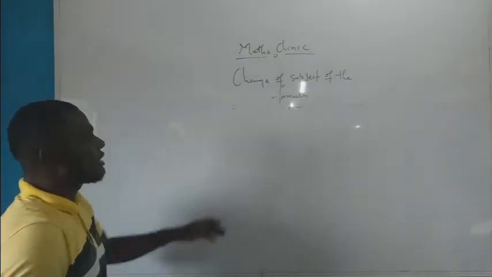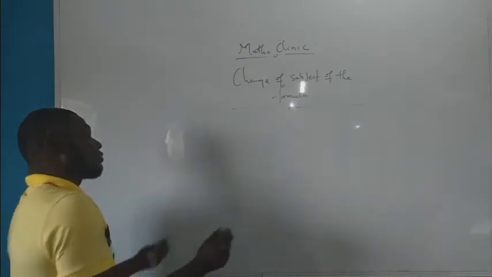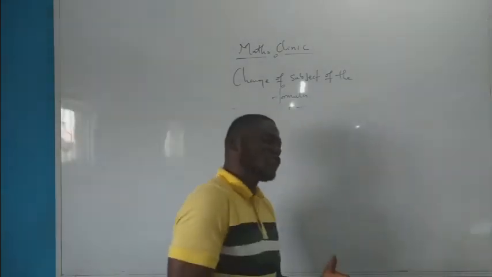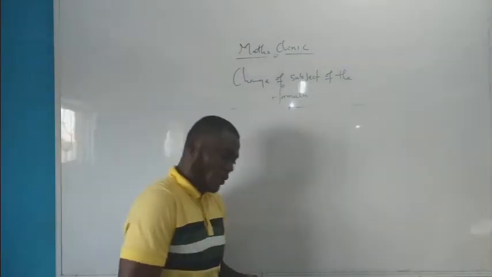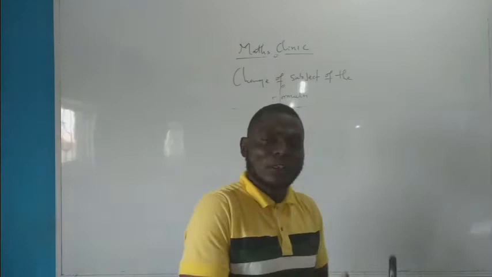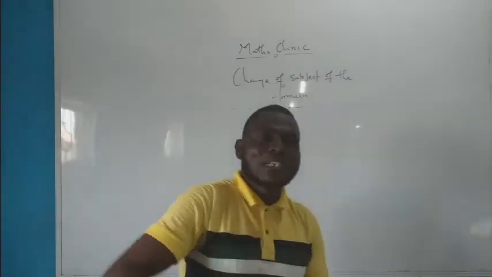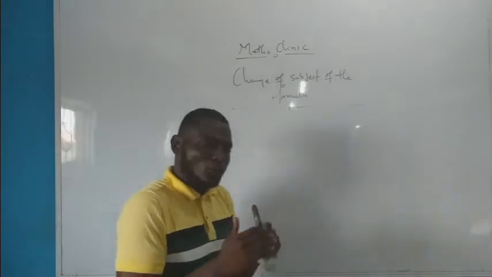Okay, we'll be looking at change of subject of the formula. What do we mean by change of subject of the formula? That is when you have two or more variables in an equation, and you're asked to make one variable the subject of the other, meaning that one variable to stand alone.